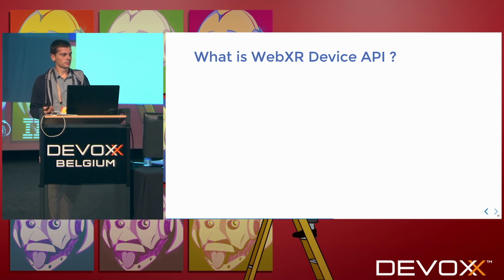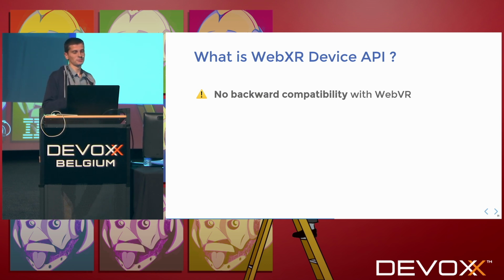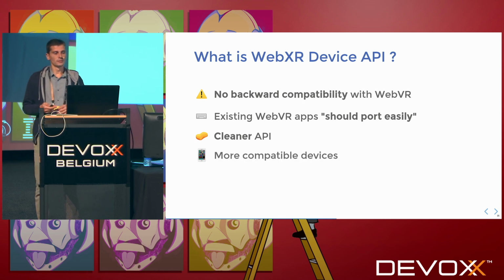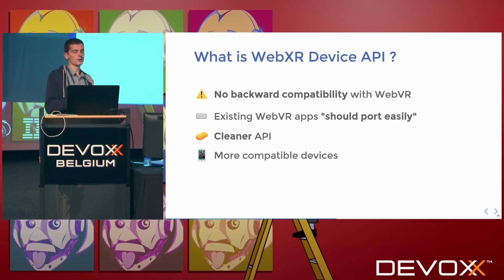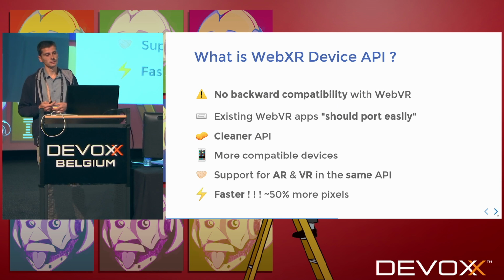So what is this WebXR API? There is no backward compatibility with WebVR, so you have to rewrite your WebVR application, but the port is very easy. It's a cleaner API. Over the last two years there were many proposals, and now it's stable. We will see later. It supports more compatible devices, because you have VR headsets and phones, etc. You support AR and VR in the same API, and it is faster than before.